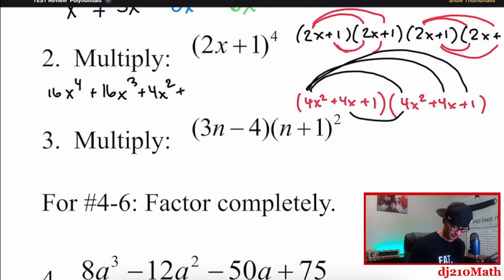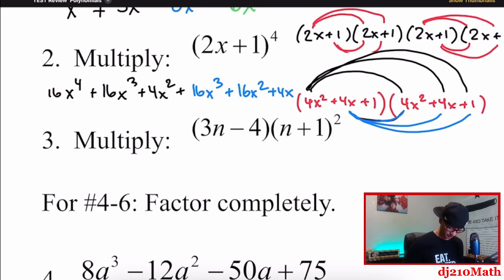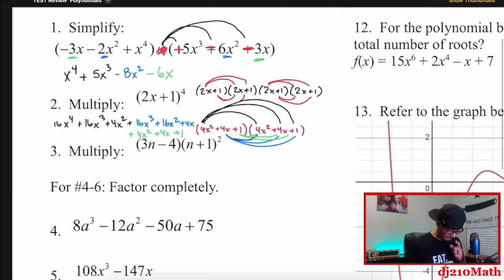So it's going to be plus, we're doing a different color maybe, so you can see it. 16x cubed. 16x squared. 4x. Okay, then the last one. This is nice because look, it's just 1 times everything. 1 times everything. So that means plus what? 4x squared plus 4x plus 1.